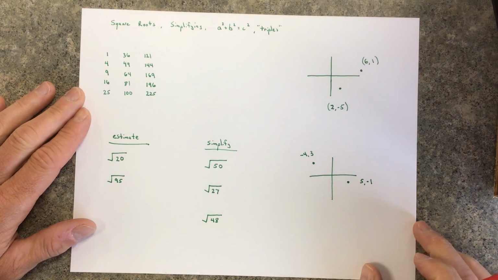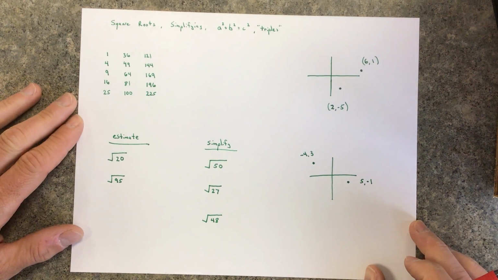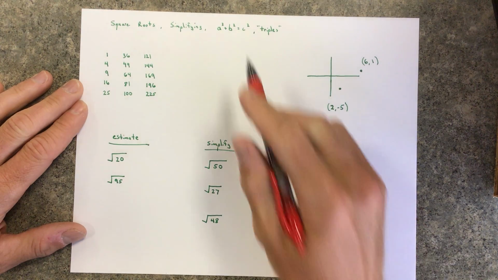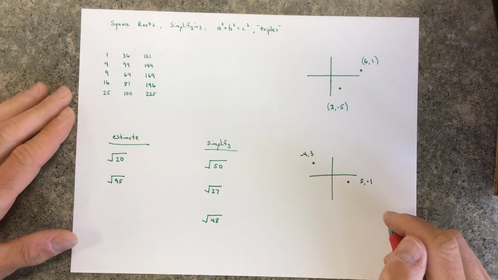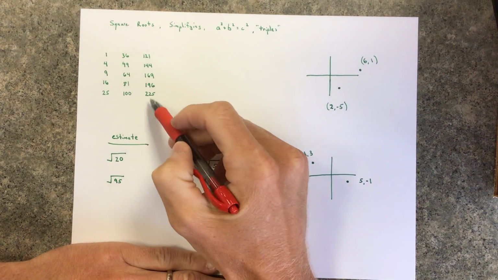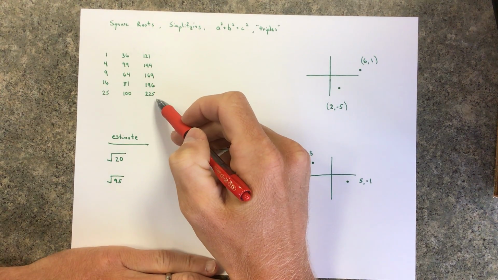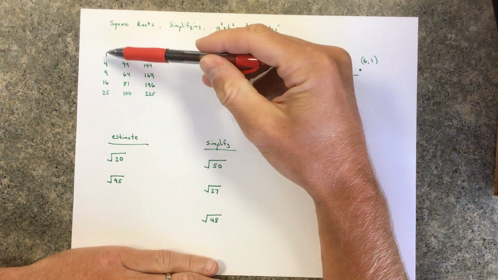Let's take a look at square roots, simplifying square roots or radicals. We're going to review the Pythagorean theorem again, and then we'll look at what it means to be a Pythagorean triple. So here is the list of the first 15 perfect squares.